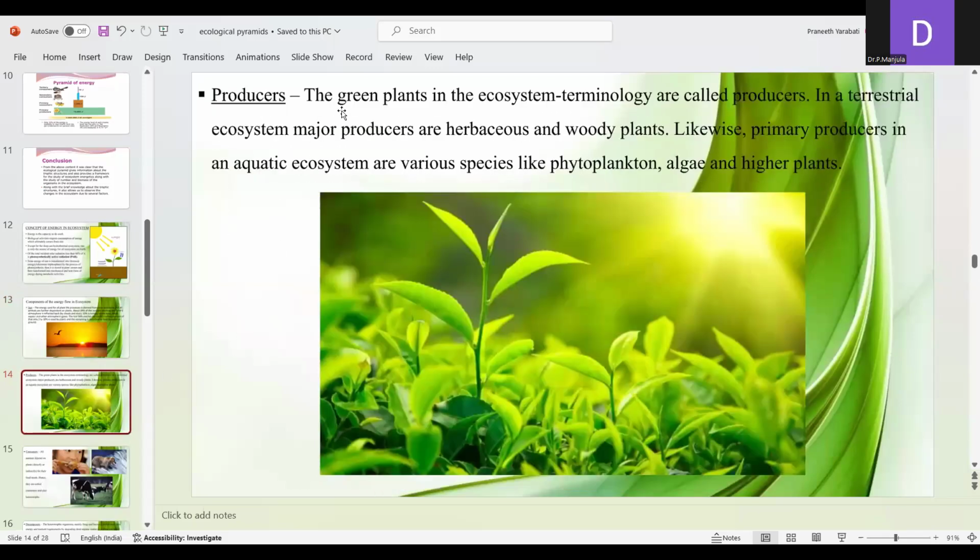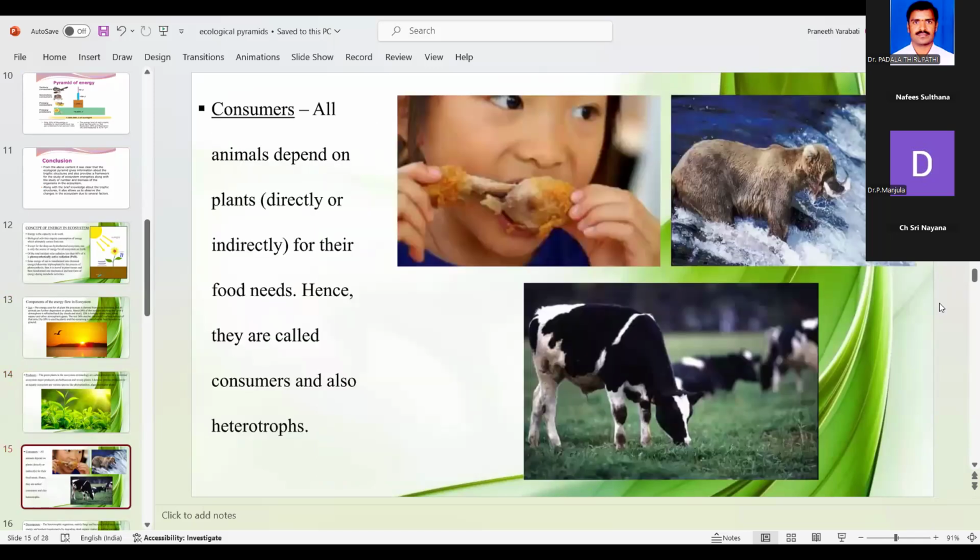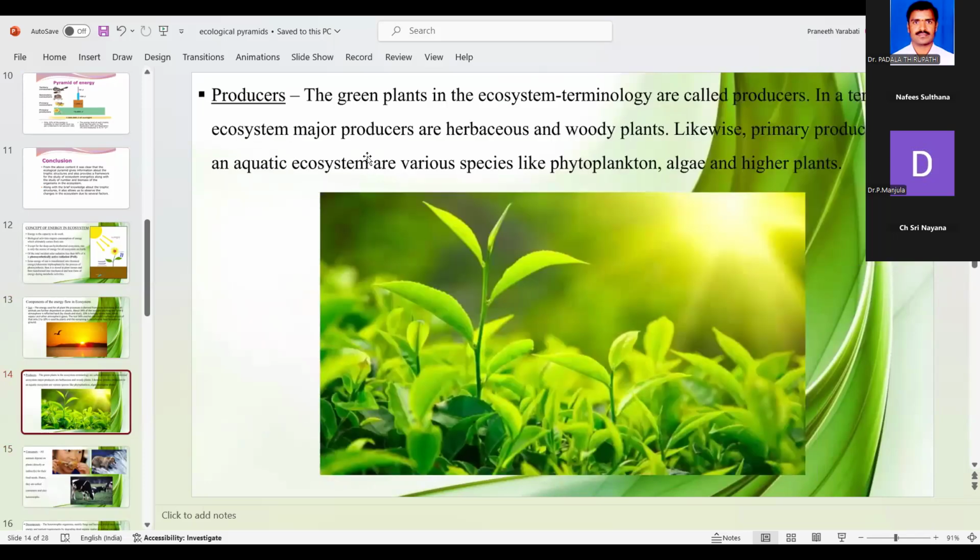So next one is the producers. The green plants in the ecosystem are called the producers. That is the ecosystem terminology. In a terrestrial ecosystem, the major producers are the herbaceous and woody plants. Likewise, the primary producers in the aquatic ecosystem are various species like phytoplanktons, algae, and higher plants. So producers are the first one, and they play the main role, as they are the ones synthesizing the food materials by absorbing the solar energy.